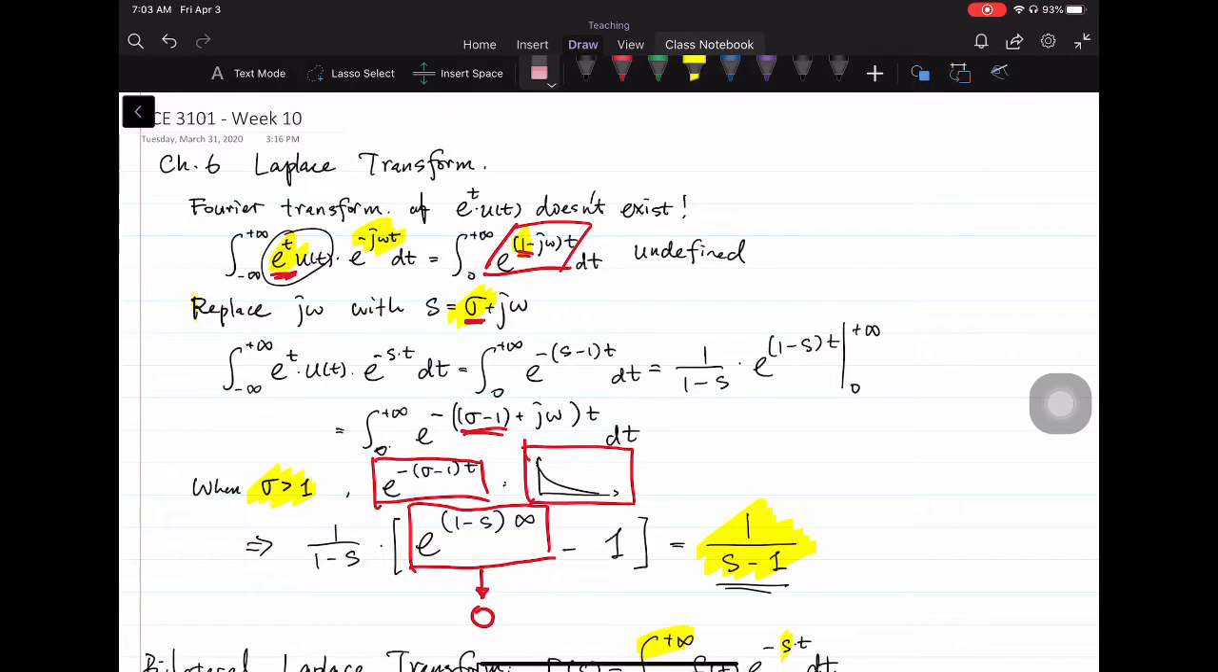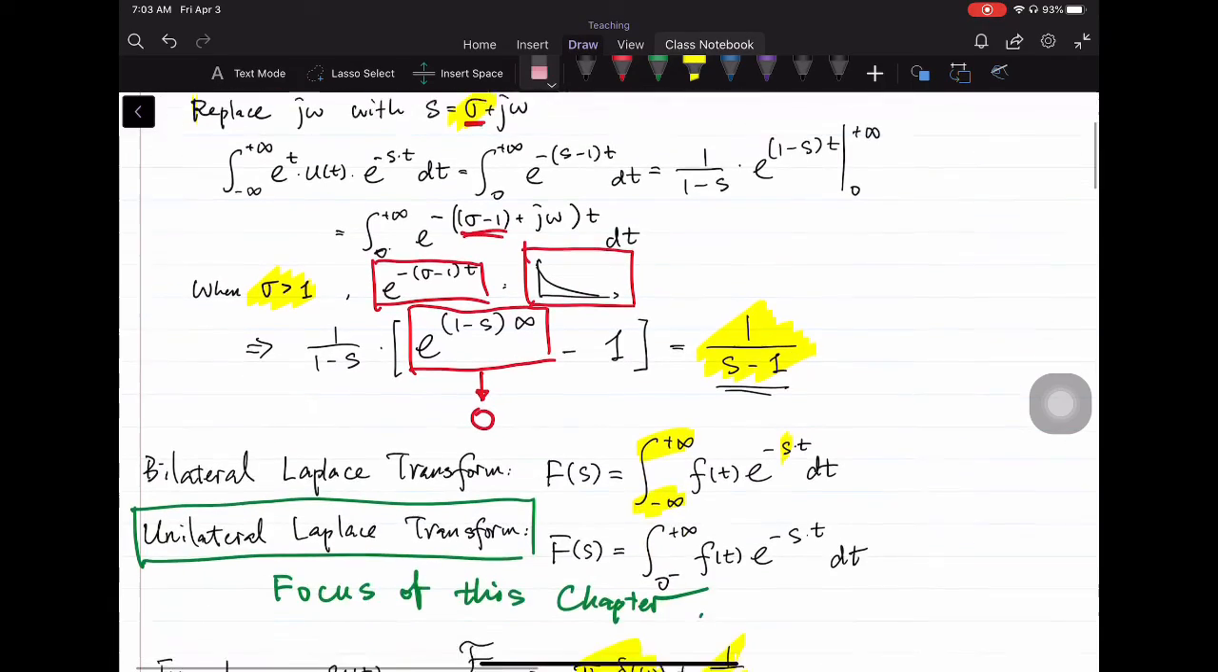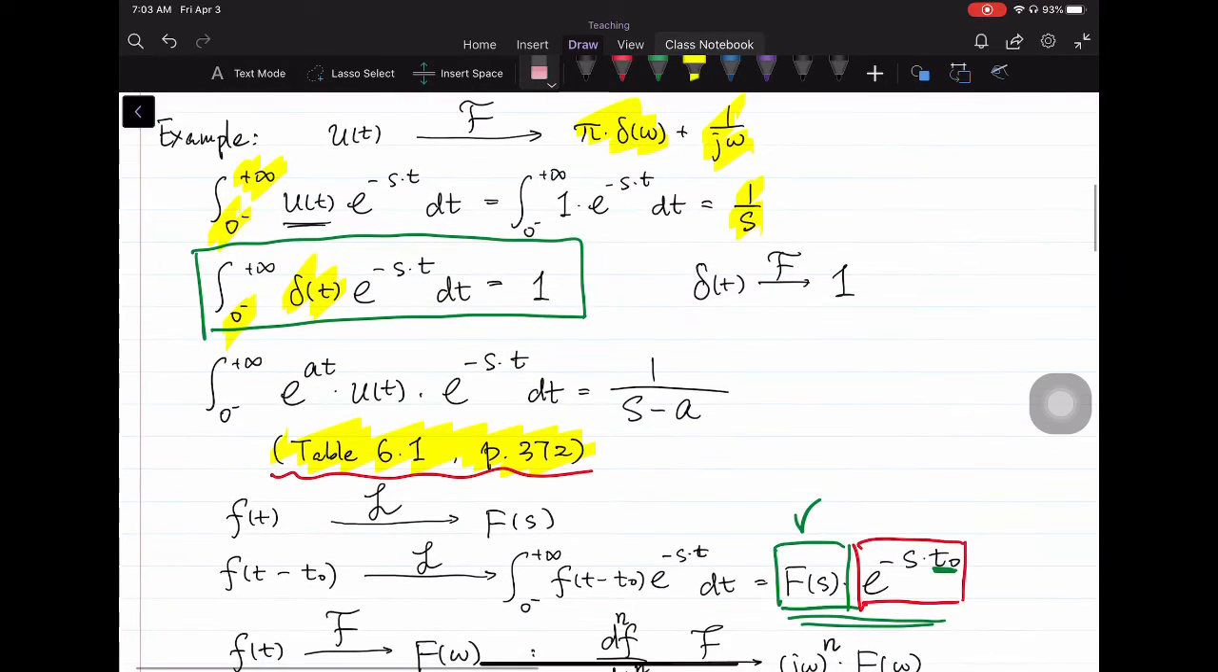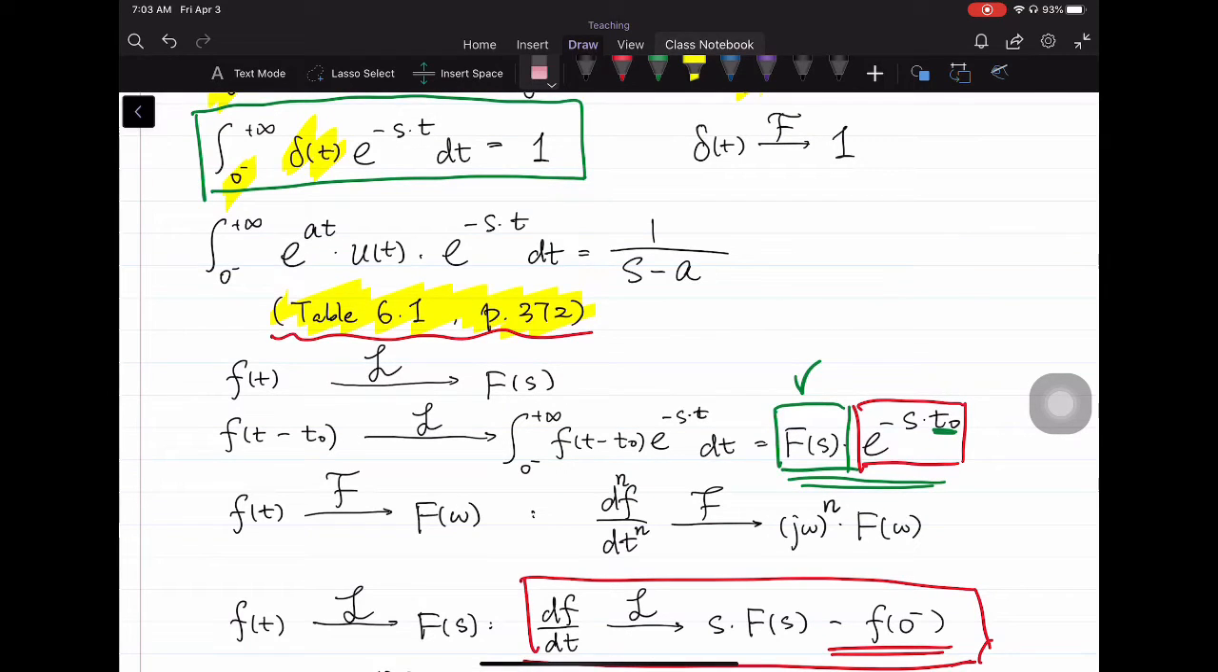So what I'm going to do in this lecture is we'll continue what we have discussed for Laplace transform, or chapter 6 material. We have introduced the definitions, right? And I mentioned the focus will be the unilateral Laplace transform. We gave a few examples showing how to use the definition, the integral, to solve for the Laplace transform. And I mentioned here that there's a table 6.1 on page 372 that you can conveniently use, a bunch of things that are pre-calculated for you.